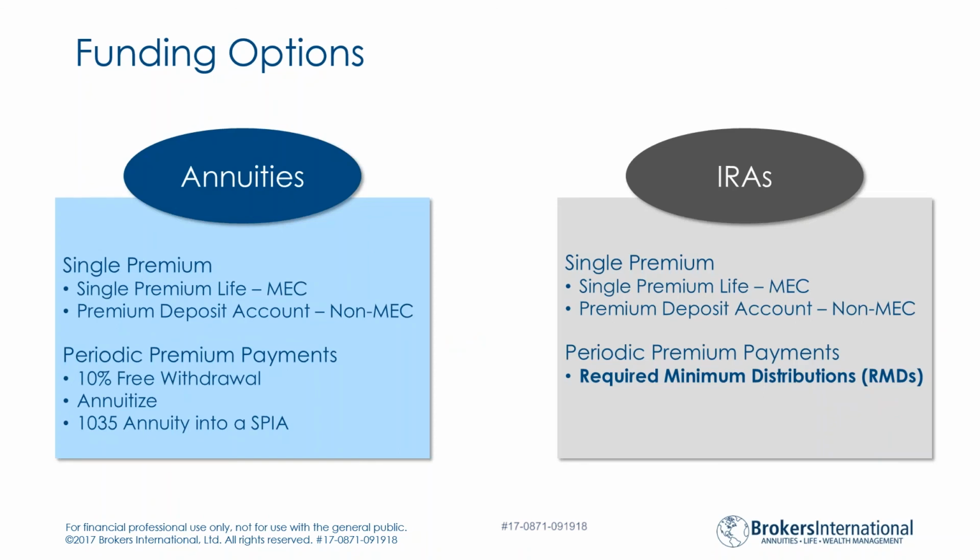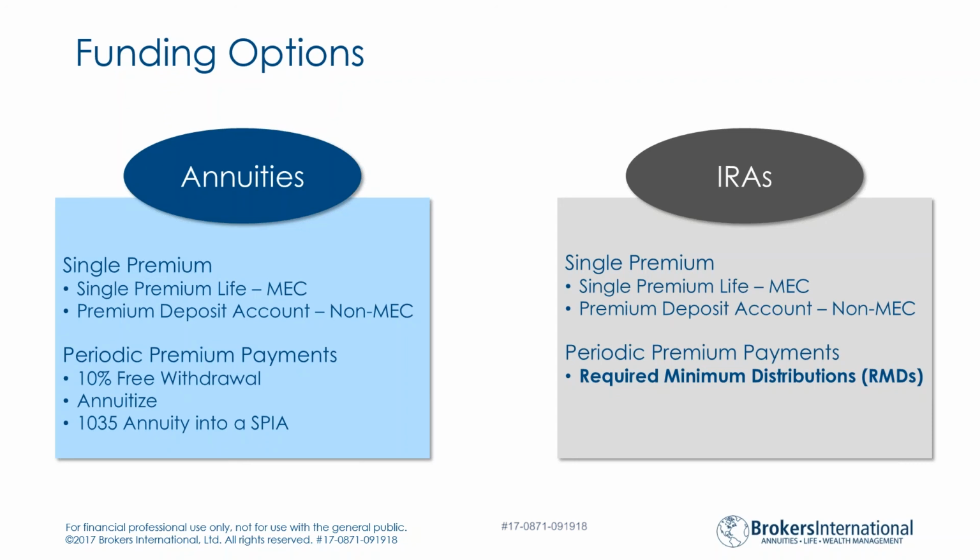When you look at funding options for a life policy from an annuity or an IRA, you will notice that many of the options are similar. Both opportunities allow clients to purchase a single premium life insurance policy. This policy will be considered a MEC and may be suitable for clients that are not concerned with taking policy loans, as there may be additional tax consequences. If this is a concern, your client can utilize a premium deposit fund with many of our carriers that will help avoid the policy from becoming a MEC.